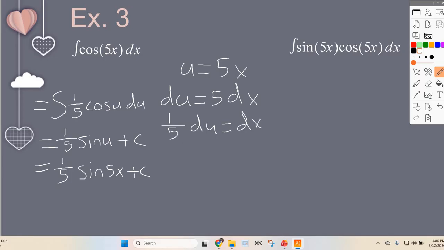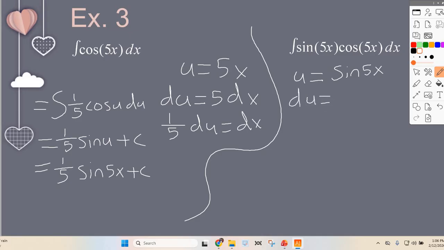Yes? But remember, the second part that I said is not only are we looking for stuff that's on the inside, we're also looking for stuff that has the derivative somewhere floating in there as well. Yes? And what do we know about sine and cosine? Yeah, they're derivatives of each other. So, instead of doing our u as the 5x, I can actually let my u be my sine of 5x. Because then, what is du? Cosine of 5x.